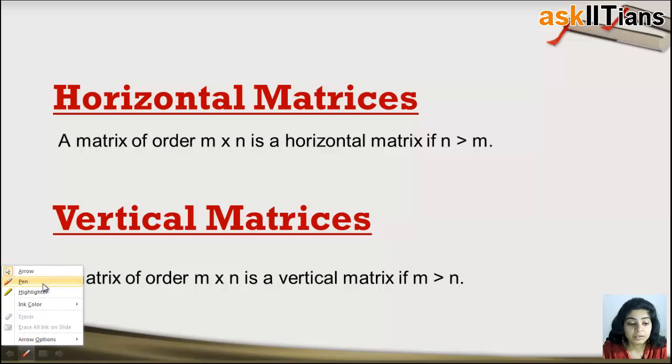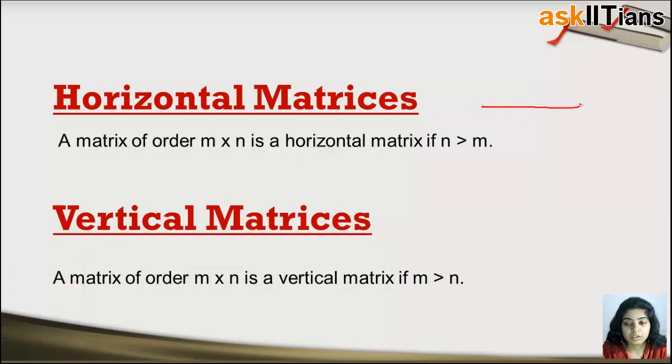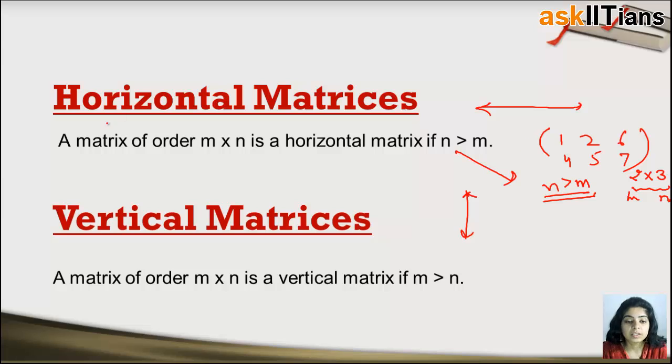Okay, now we have horizontal and vertical matrices. You must be knowing what is the horizontal direction. Horizontal is sideways, this way, right? And vertical is standing position, this way. So if I write a matrix 1, 2, 4, 5, 6, 7, this is a horizontal matrix. Why? What is the order of this matrix? Suppose we have 2 rows, cross number of columns is 3, right? This is a horizontal matrix, this is m, this is n, we have n greater than m. This is what is said in the definition.